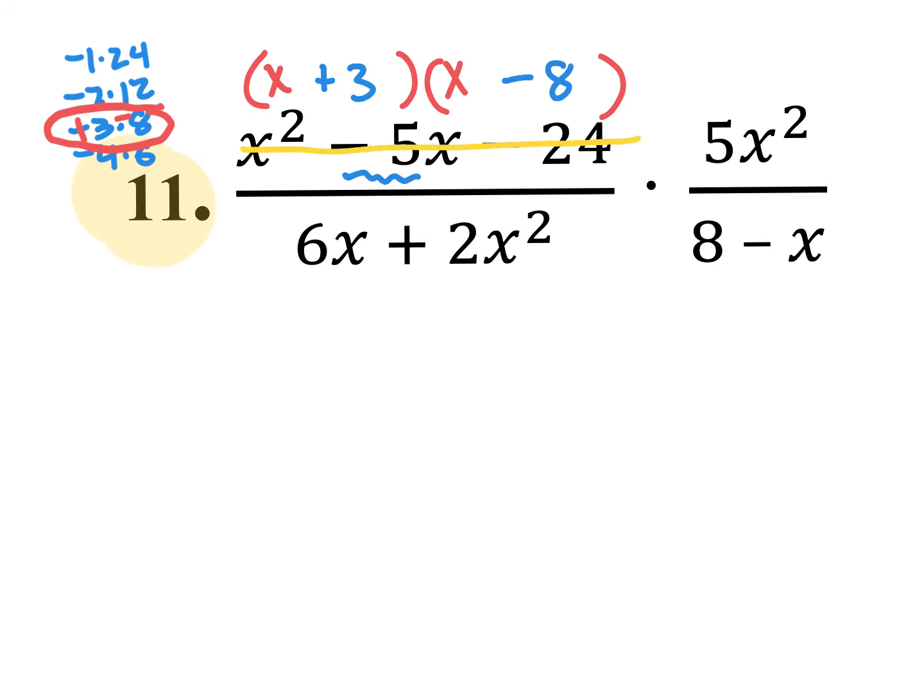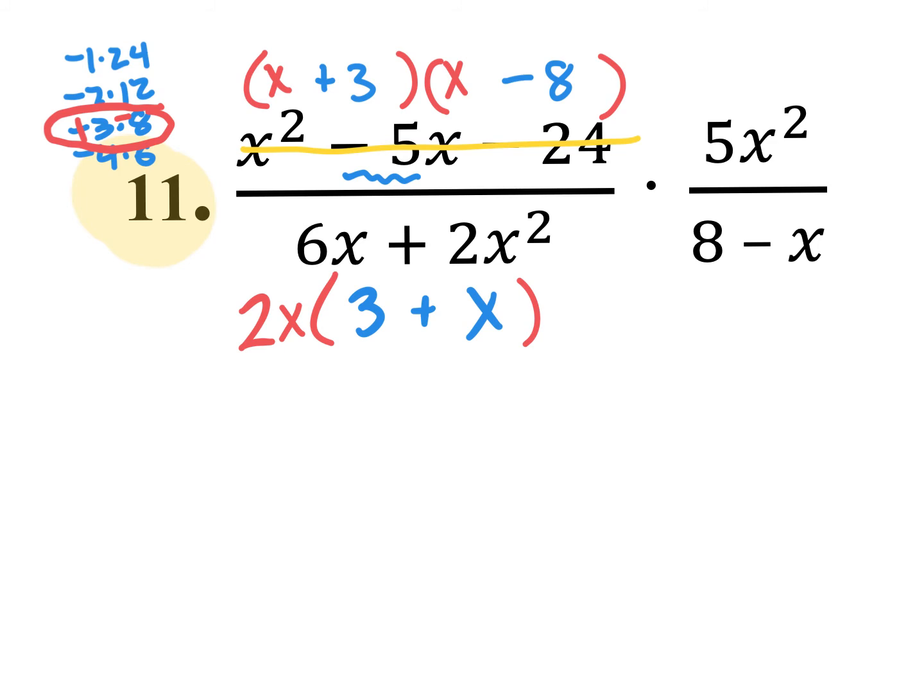Let's factor the first fraction's denominator. So what could I pull out of both terms? I could pull out a 2 and an x. And what will be left over on the inside? We'll have a 3 and an x. And you know what? I probably should have switched the order right there.